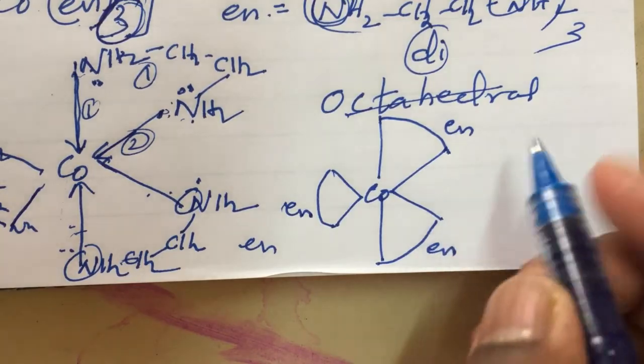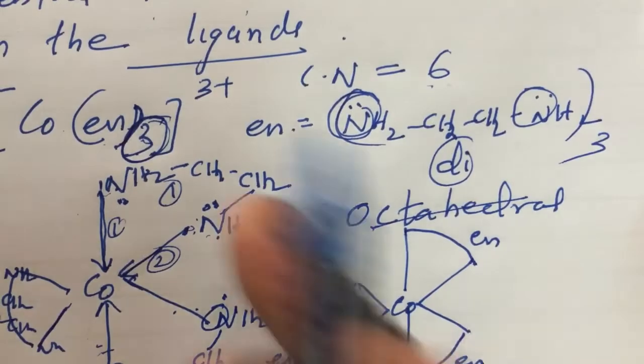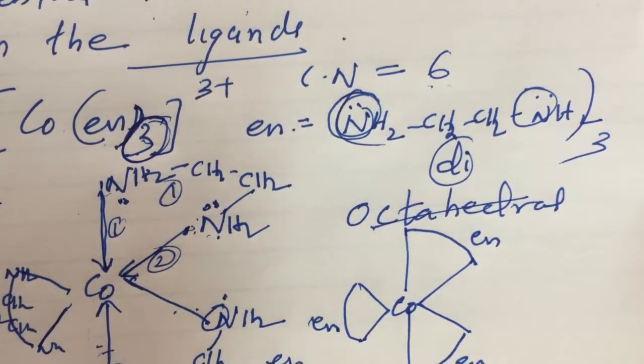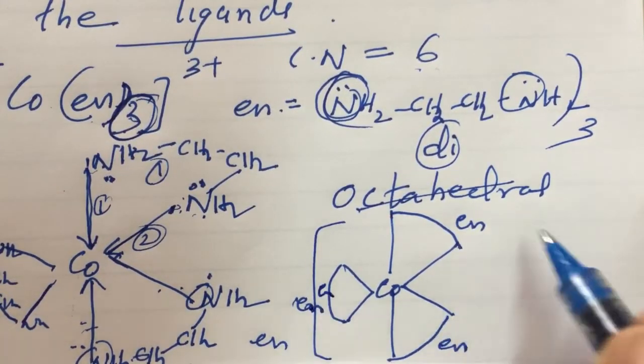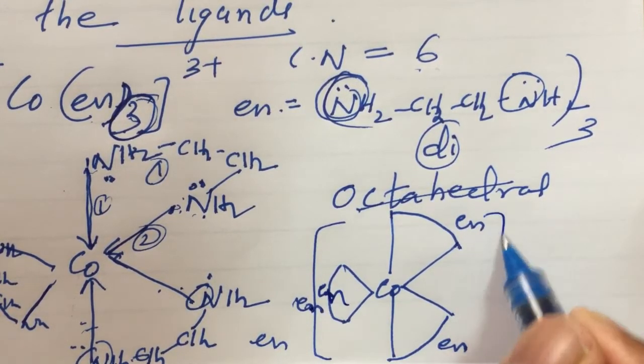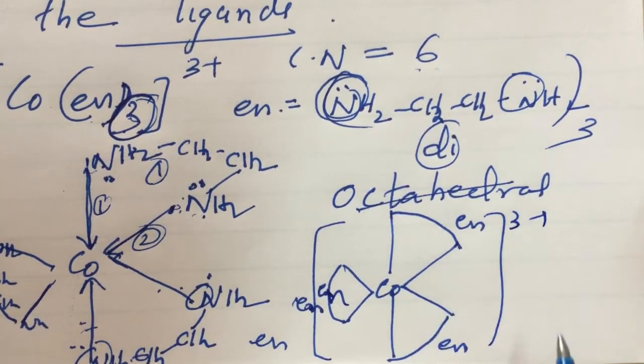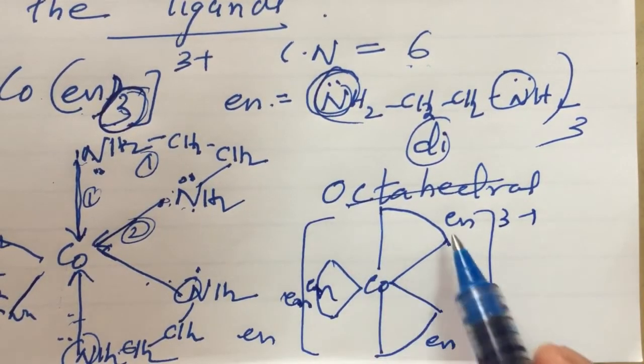Okay, yeah, this is Co. And listen, here one square bracket. You can represent en here. Sorry, en is inside. en is inside. And here 3 plus.